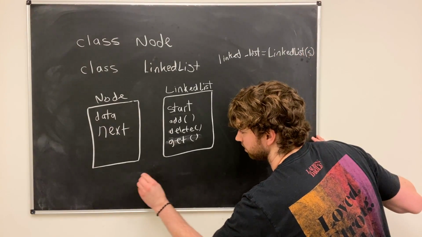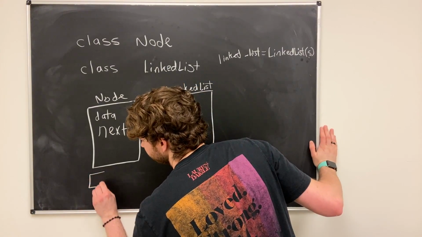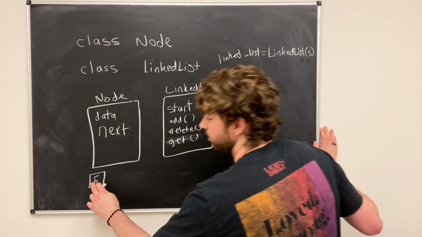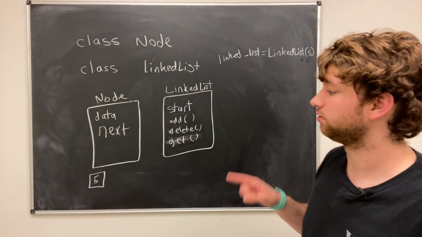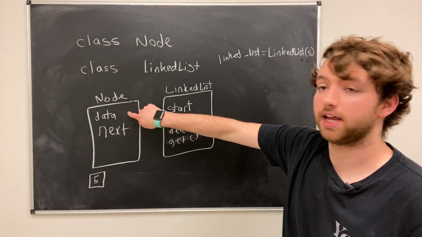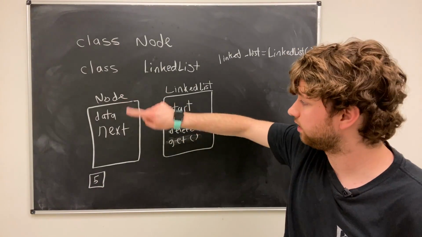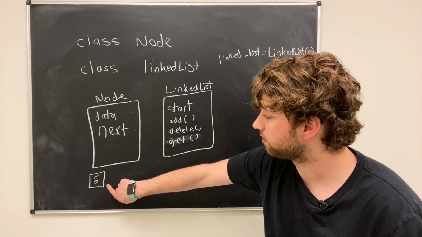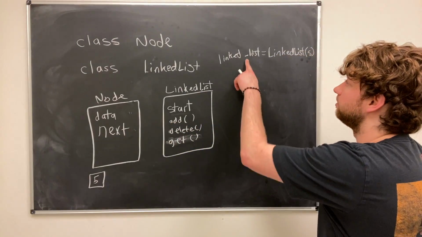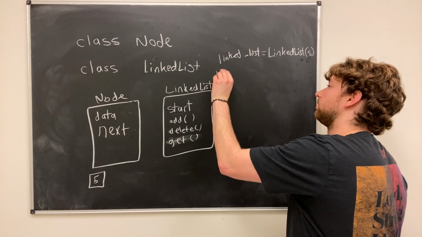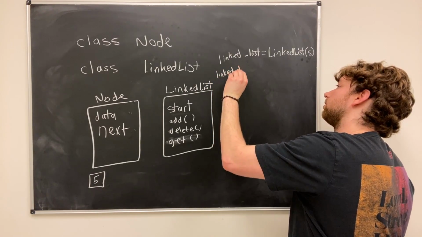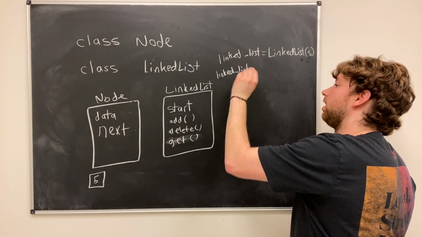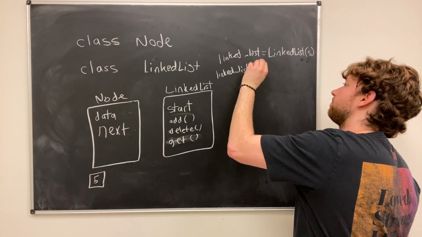So right now, this is what our structure looks like. We have a node with the value 5. Now every single node we create has data that's going to contain the 5, and then it also has a next. So we can get a reference to this node here using linked list dot and then grabbing start.